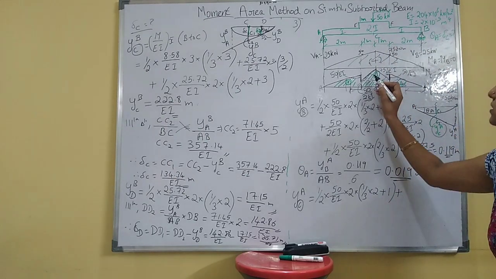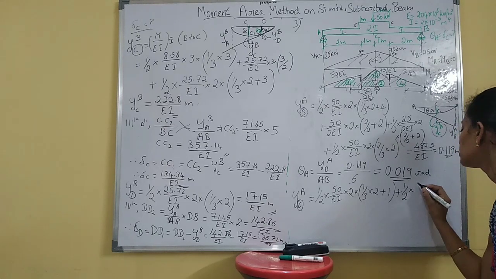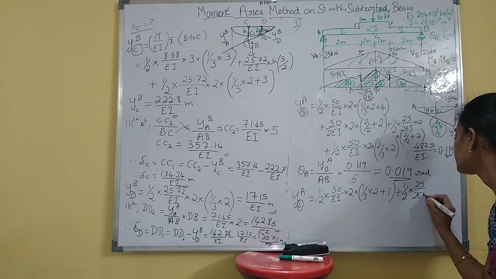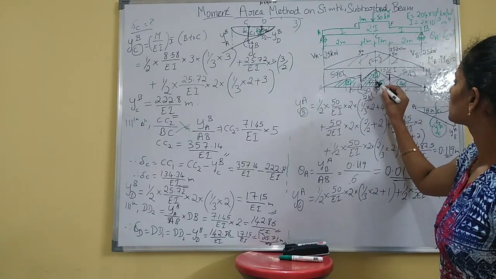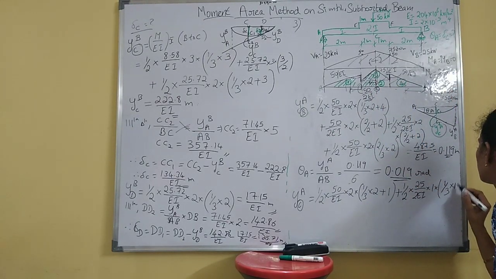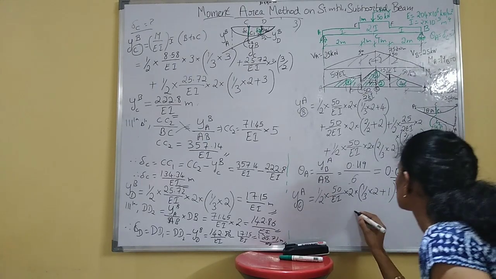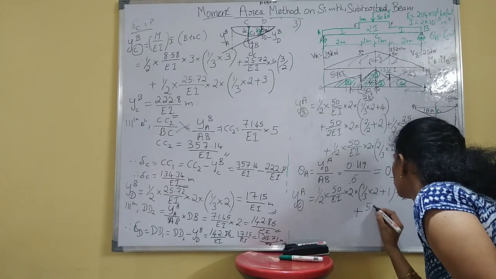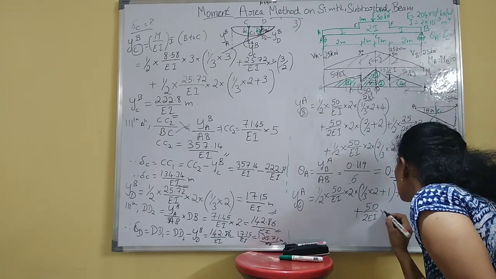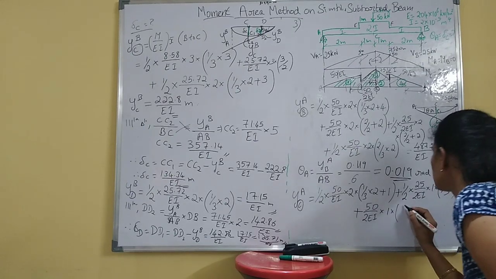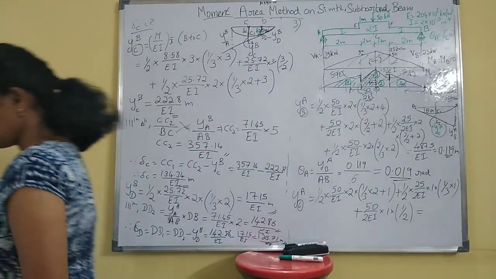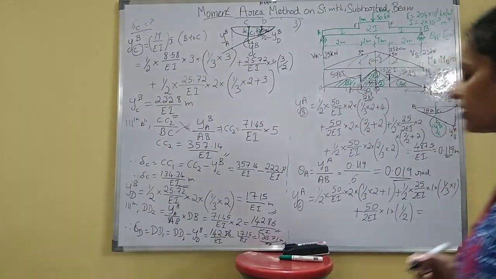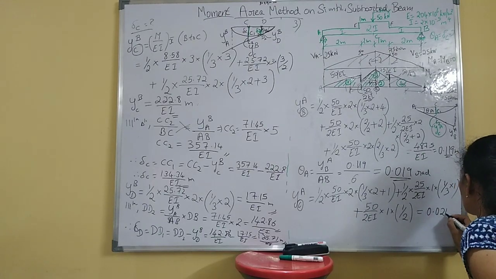Next, plus this part again, half into 25 by 2EI into 1, half of it, so 1 by, this distance is 1/3 of 1. Next, the last one, this one, that is 50 by 2EI into 1 into half of it, small 1 by 2. Just calculate, and substituting EI also, you will get 0.024 meter.